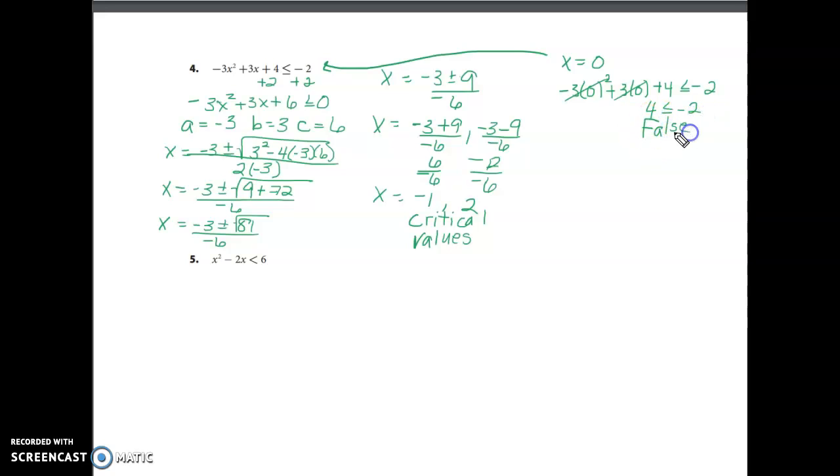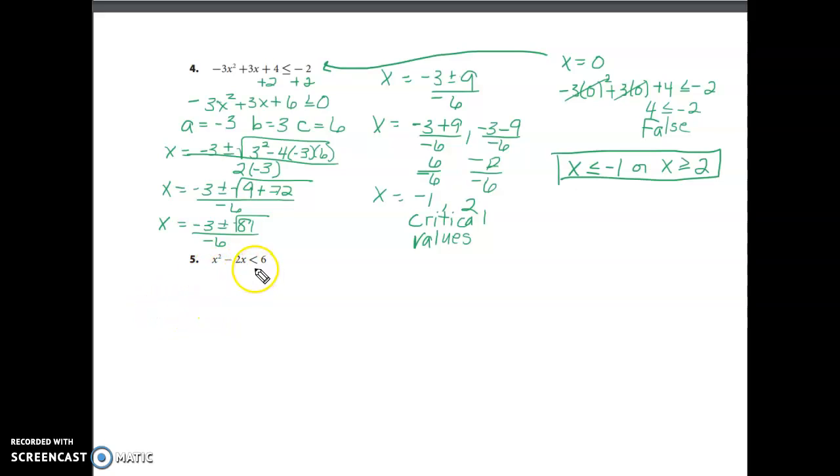So that means my inequality is not in between my critical values, but on either side of it. So x is going to be less than or equal to negative 1, or x is going to be greater than or equal to 2. It's going to be on either side of it. This is my solution.